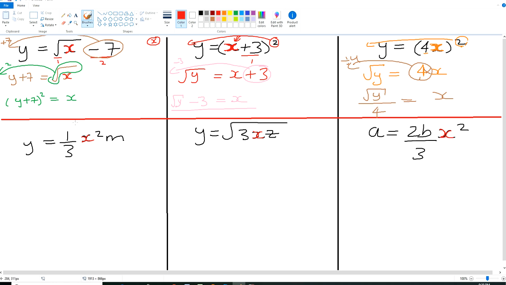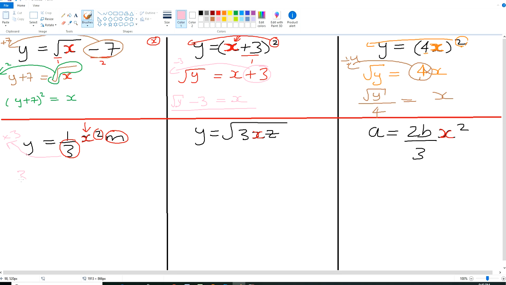Okay. So let's look at the x. The x has been squared. This is the first action. It's been timed by m, second action. It's been divided by 3, our third action. So you always move the third action first. The opposite of divide by 3 is timed by 3.